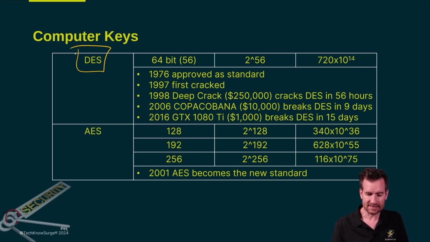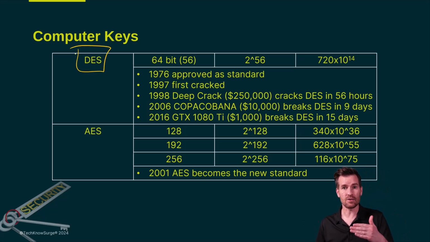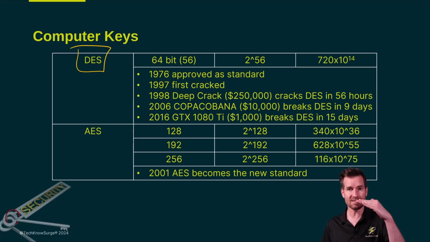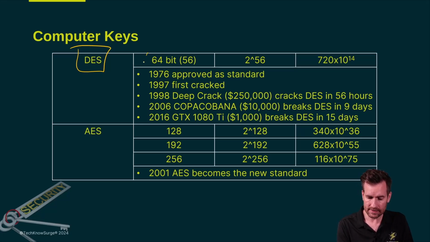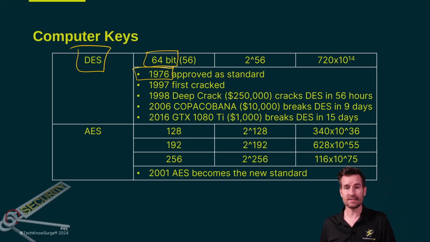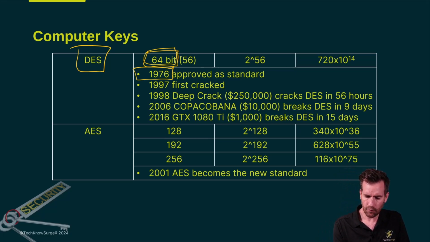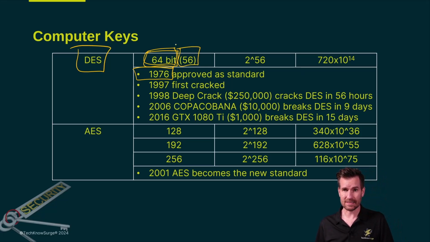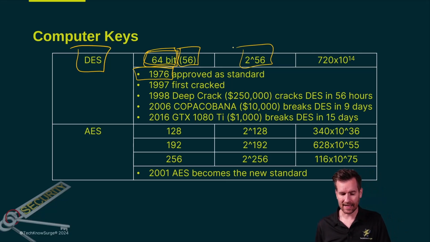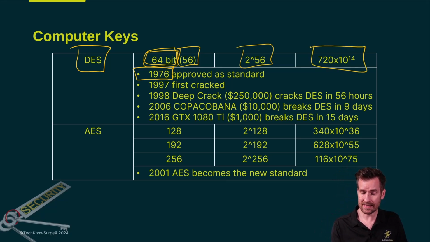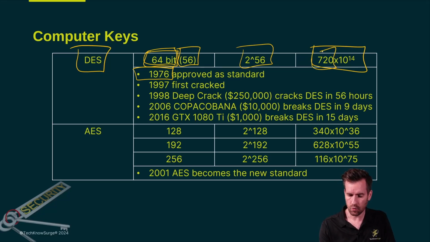DES was an acceptable standard that a lot of people used and said this is what we're going to use as the standard for encryption. It was 64 bits. It was adopted in 1976. That's when they said this is the approved standard. Even though it was 64 bits, effectively it was 56 bits because there's some parity bits in there. So if we figure out how many possibilities that key has, it's 2 to the 56th power, which ends up being this number. That's 720 followed by 14 zeros.